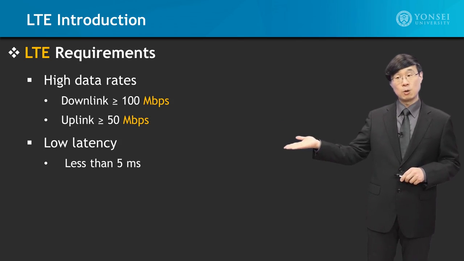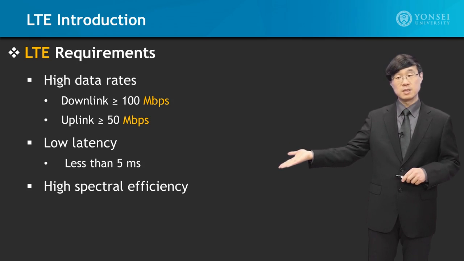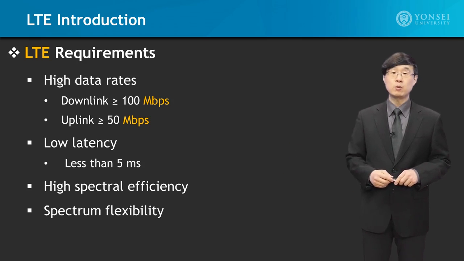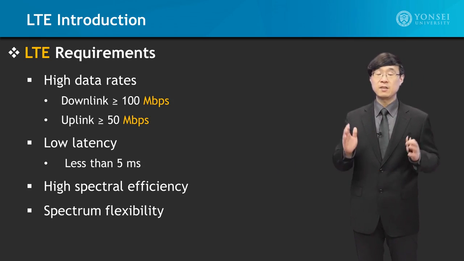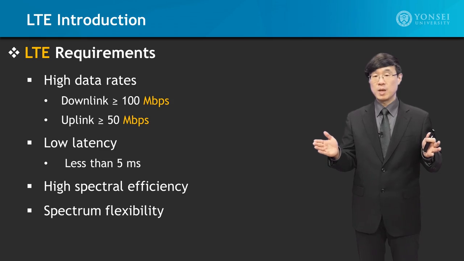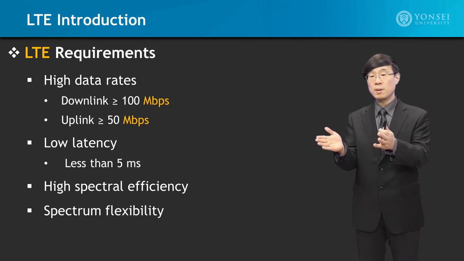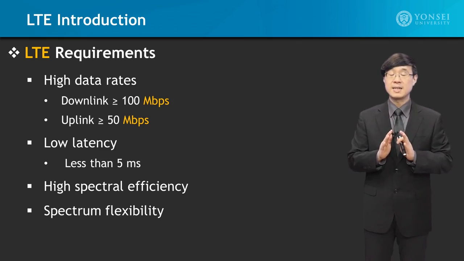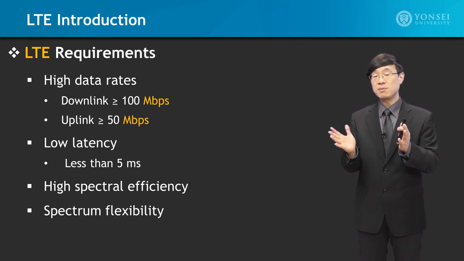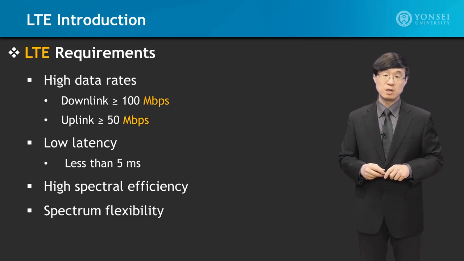It has to have low latency, less than 5 milliseconds, and high spectral efficiency. In addition, spectrum flexibility, meaning that given the bandwidth that is given to you, based on the users, some users need more, some users need less, you can dynamically and adaptively adjust how much you support to the individual users.